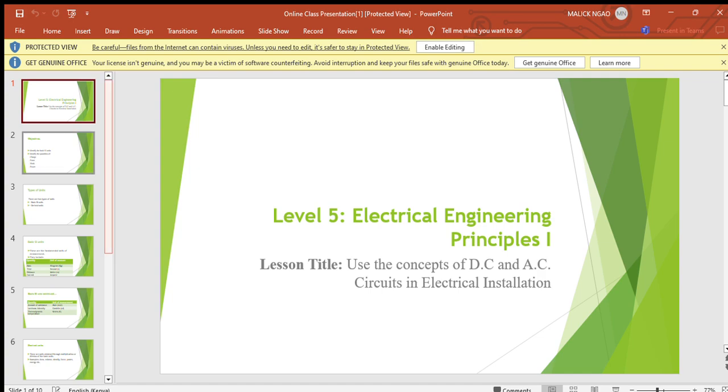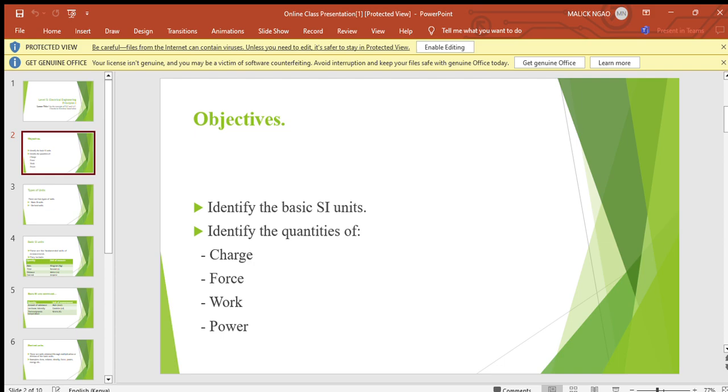For today's class we are having electrical principles. Our lesson title is use the concepts of DC and AC circuits in electrical installation. So our first section, our objectives, we are going to deal with identifying the basic SI units and also identifying the quantities of charge, force, work and power.